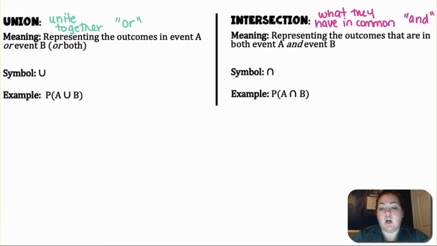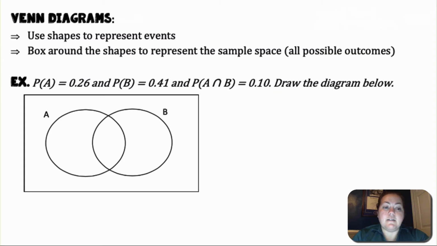So what they have in common, and we use the symbol where it kind of goes up. All right, I kind of remember it as the N in the word and, and the other one, U, kind of looks like the letter U for union or unite. All right, Venn diagrams.